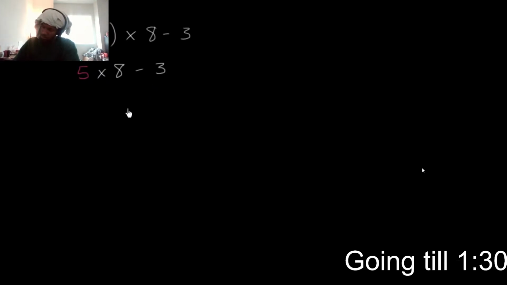8 minus 3. And now we want to do the multiplication before we do subtraction. This goes back to order of operations. Well, you do your parentheses first. Then, if you have multiplication, division, addition, and subtraction all in a row, you want to do your multiplication and your division first. So here we're going to multiply 5 times 8 to get 40. And then we're going to subtract 3 to get 37.